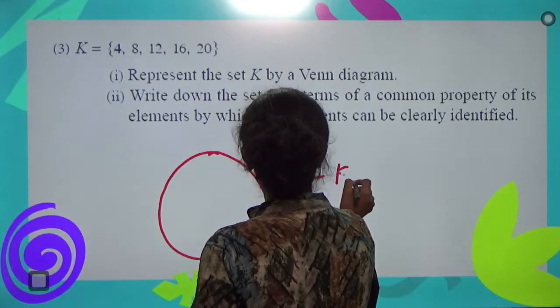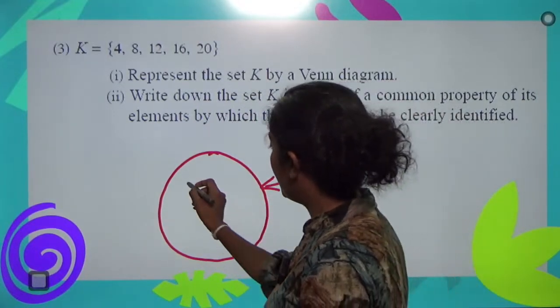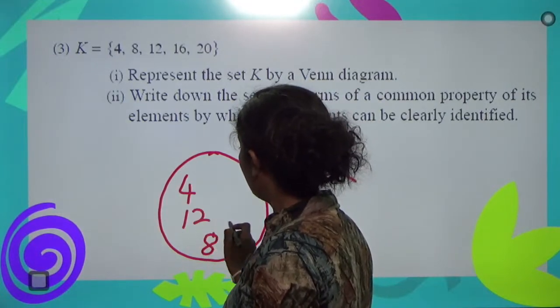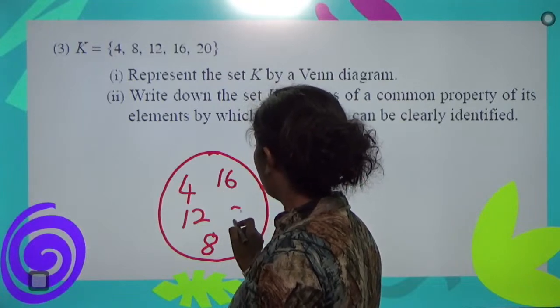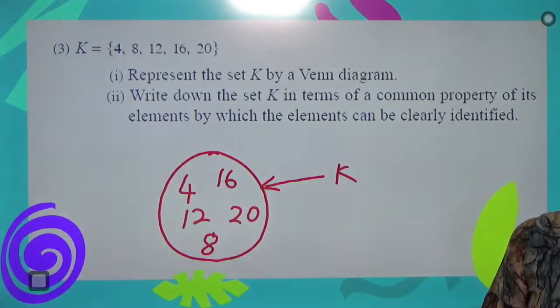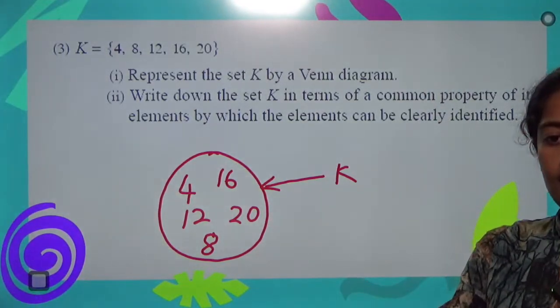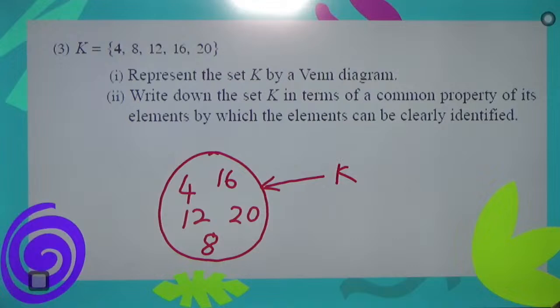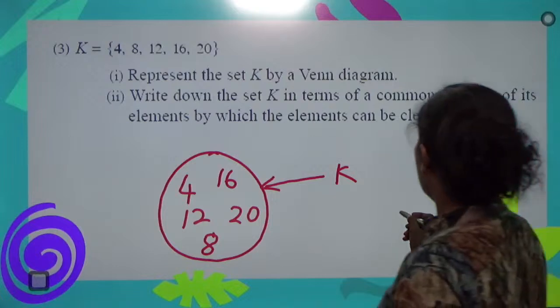This one K, then I have to write down the elements 4, then 8, 12, 16, 20. I think your answers are correct. We see next question. Write down the set K in terms of a common property of its elements by which the elements can be clearly identified. So, what we can write?